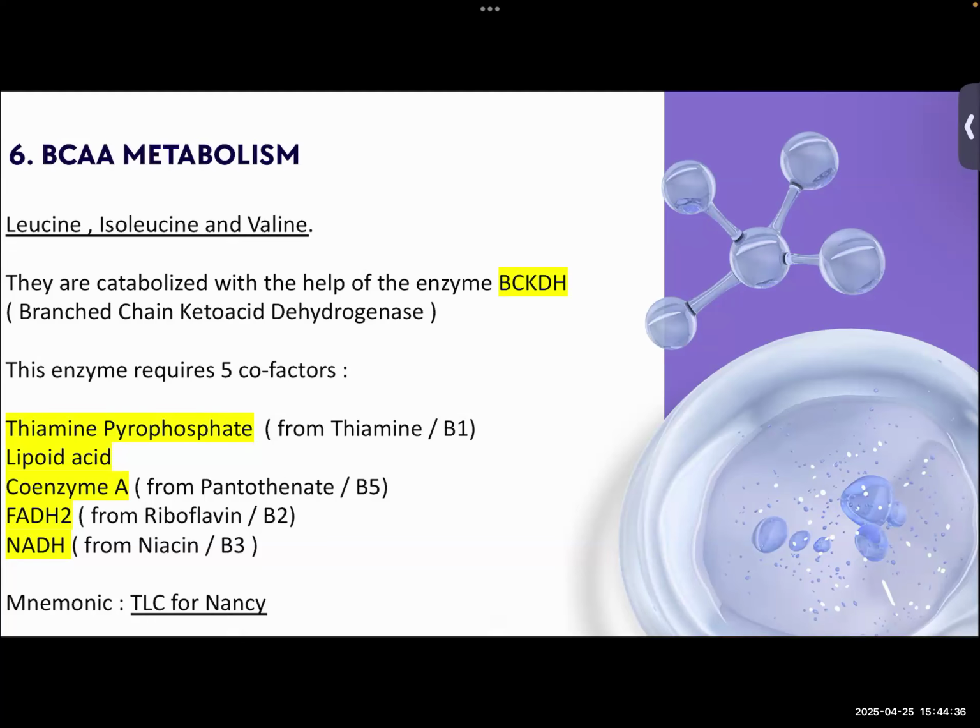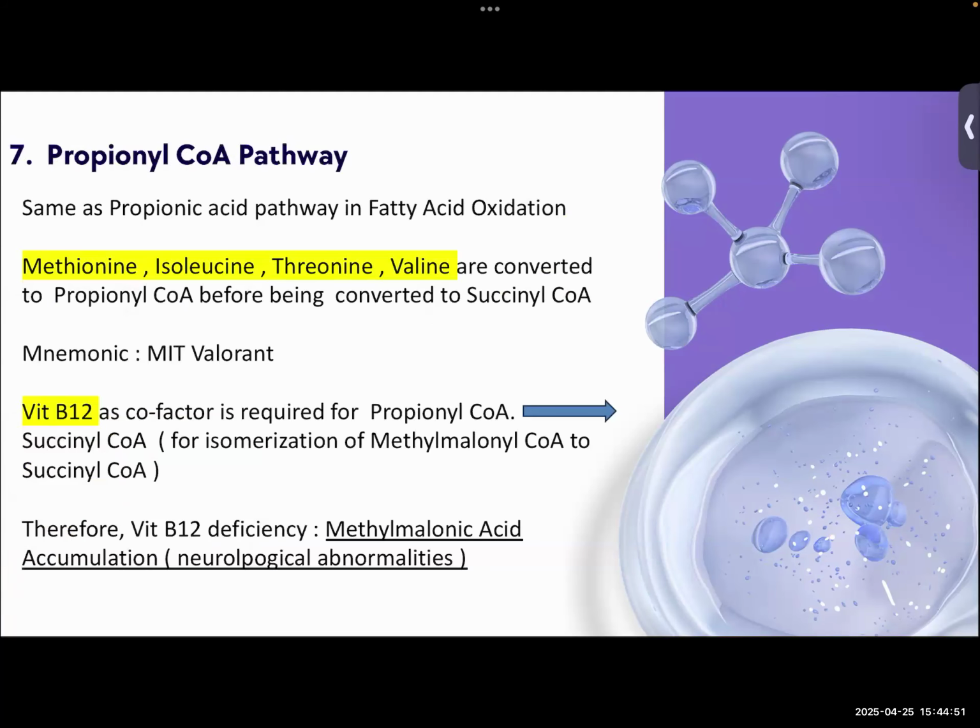So again, these 5 cofactors are really important to remember: thiamine, lipoic acid, coenzyme A, FADH2, NADH. And these are very important for the branched chain metabolism. The enzyme, again, is BCKDH. Please don't forget. Now, this is the minor pathway I was talking about.